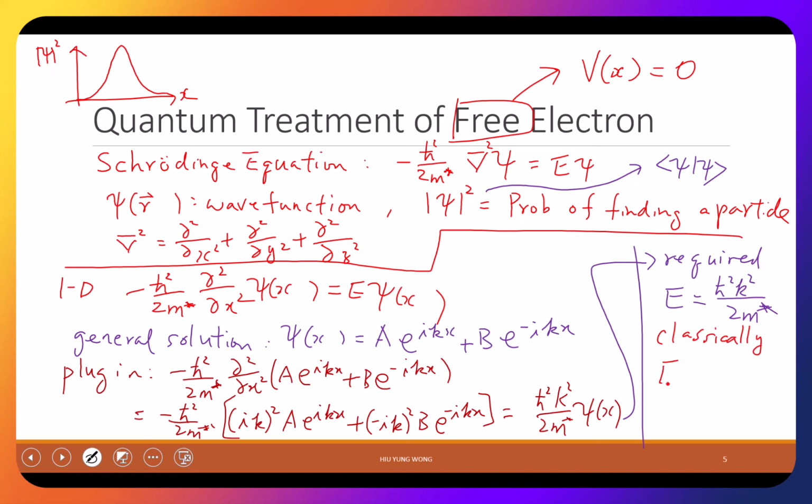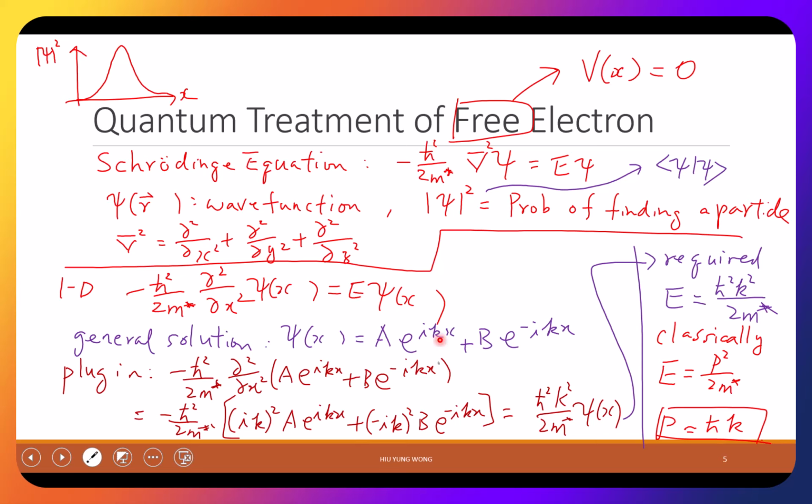So classically, we also know that E equals p squared divided by 2m, where p is the momentum, right? So from here you see that momentum is ħ times k, right? So we are not proving it. We just see the correspondence, right? It turned out that the ħ, which is the reduced Planck's constant, times the k, which is the so-called wave vector. Why is it a wave vector?